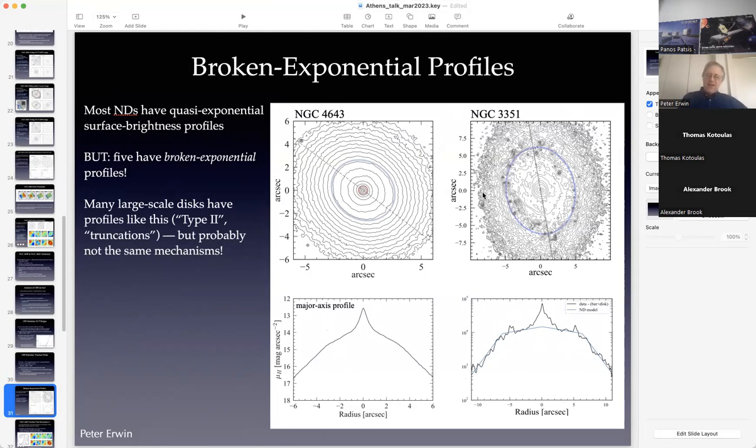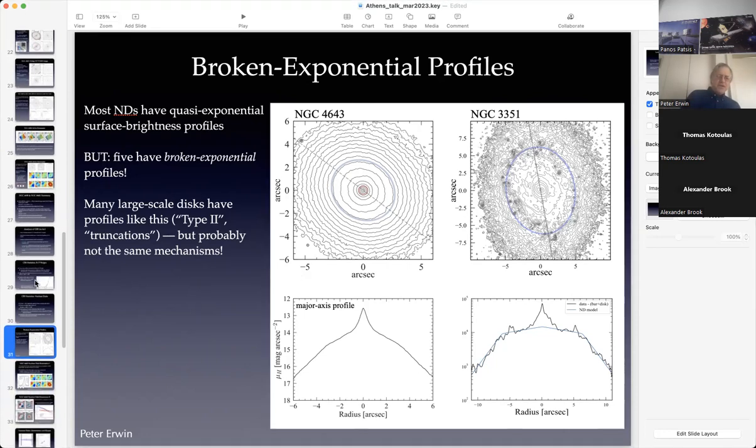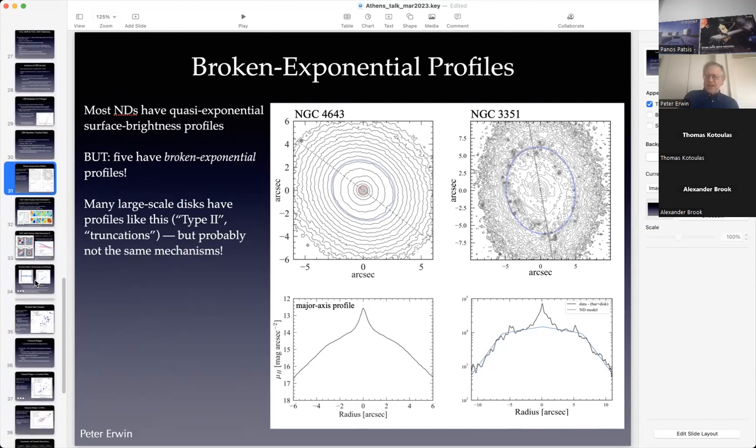This is, again, what I've done: I've subtracted off the disk and the bar from the galaxy. So this is peculiar. We don't really know why this is the case. Now, the main disks of galaxies often have profiles like these, so-called type 2 or truncated profiles. But those are usually thought to be something to do with star formation thresholds. It's not clear that that has anything to do with what's going on in these nuclear disks.